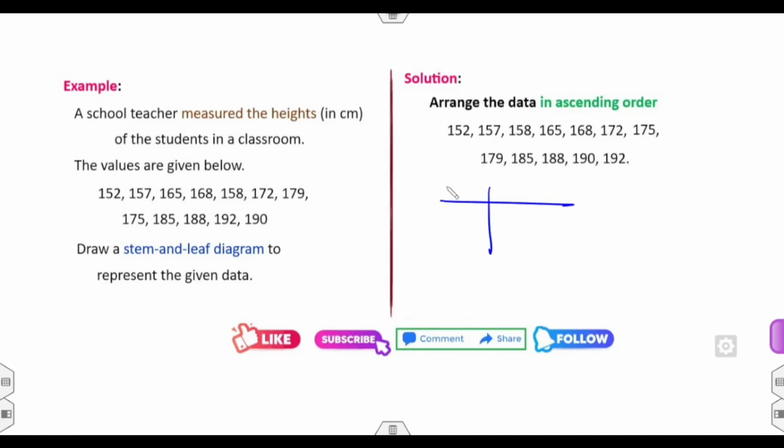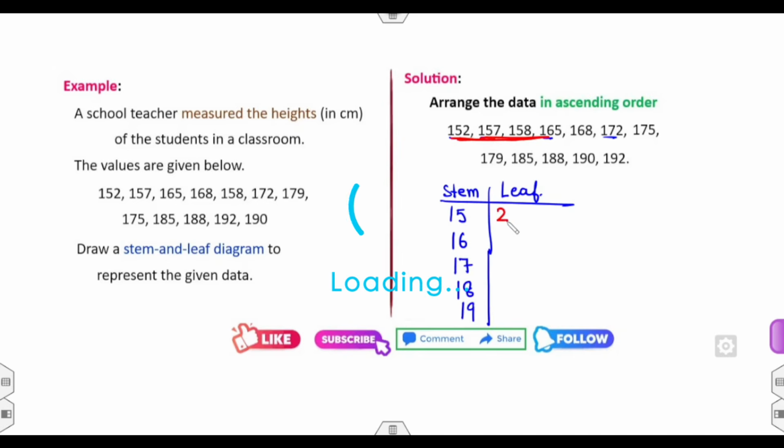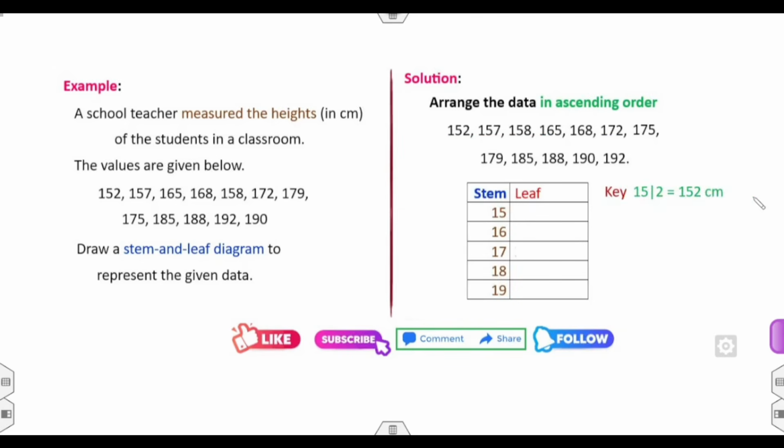So I can draw the table, stem and leaf. First of all, 15 is a stem, 16 is another stem, 17, 18, 19. So there are 5 stems, and what are the leaves? Corresponding to 15, you have 3 leaves: my 2, 7, 8. Remember, students, 15 is the stem, that implies 152 centimeters. So I can write 15 as the stem, and leaf 2 is 152 centimeters.